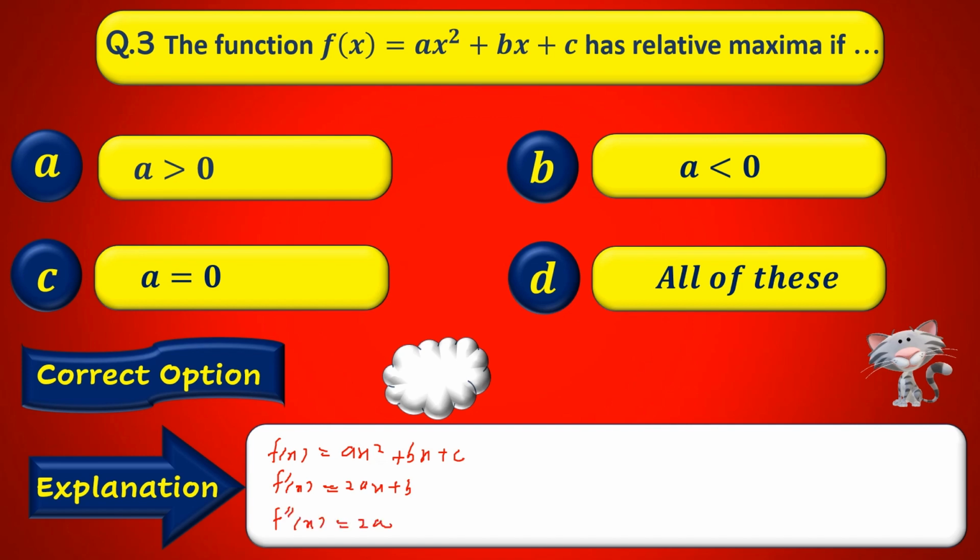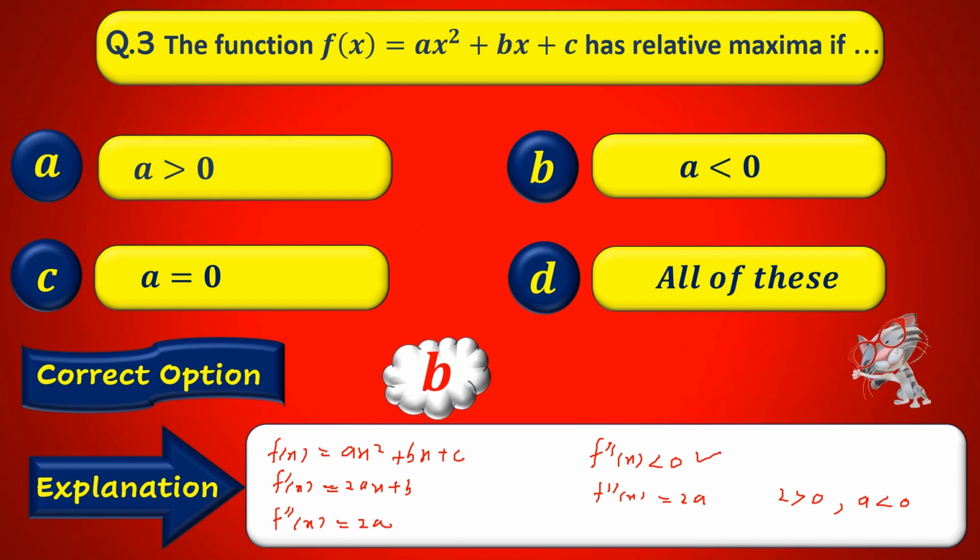Now, for the function to have a relative maxima according to the second derivative test, the second derivative must be negative, that is less than 0. But here f double dash x is 2a, and as 2 is greater than 0, so a must be less than 0 to have the second derivative negative. So the correct option is option B.